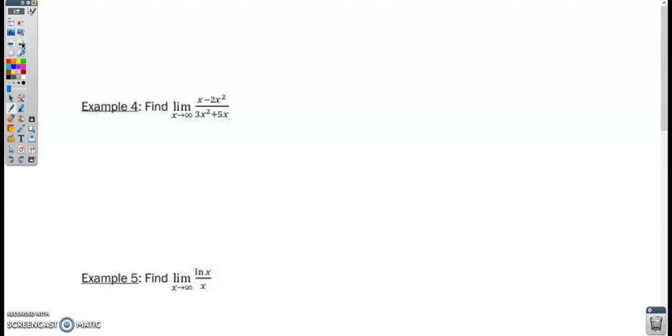If we imagine what happens as x approaches infinity, the numerator here approaches negative infinity because the largest power, x squared, is negative. And the denominator approaches positive infinity. And so this is, again, an indeterminate form. We've got an infinity over infinity situation here. So we're going to apply L'Hospital's Rule.